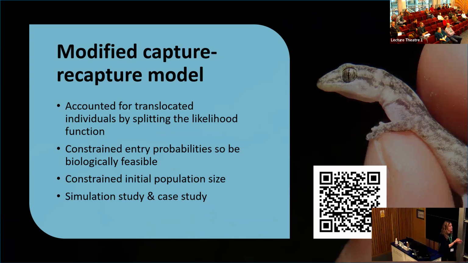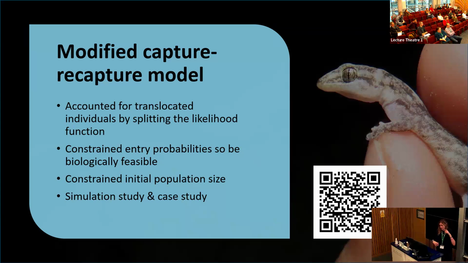I can't talk about the specifics of that. The QR code takes you to the paper. It is now published. Essentially, we created a bespoke Jolly-Seber model that accounted for the fact that some animals have been translocated, and that allowed us to reduce our uncertainty. We did a simulation study to compare that model to a standard model and found that it did reduce the error, especially when the population was very small and very hard to find.